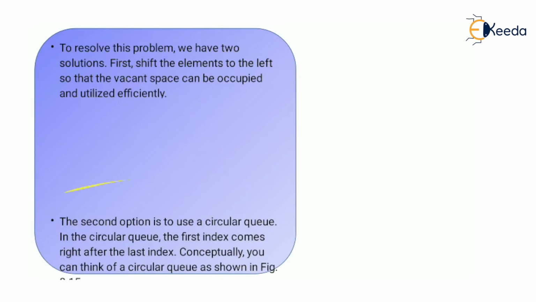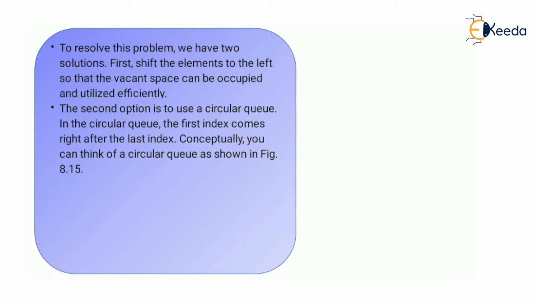The second option is to use a circular queue. In a circular queue, the first index comes right after the last index. Yes, this is very important, that's why I'm highlighting this point. The first index comes right after the last index.